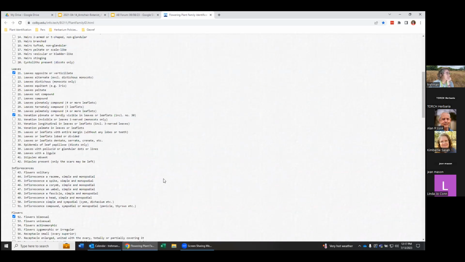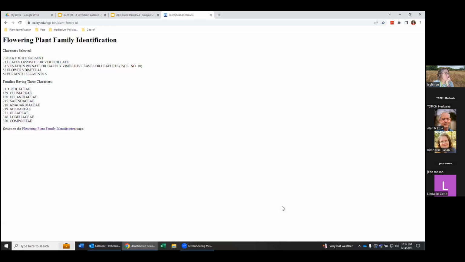All right, let's see. I've just made a few selections and I'm going to submit the form. And then it's going to take me to some of the families that I might have in my selection. So it tells me the characters I selected, and it tells me the families that have members in them that correspond to the characters I've selected. This is just a great tool.